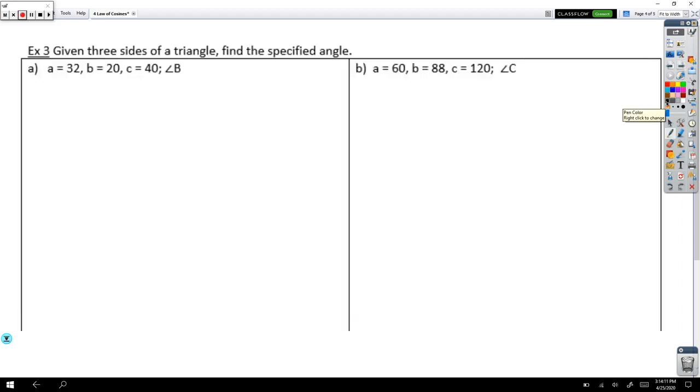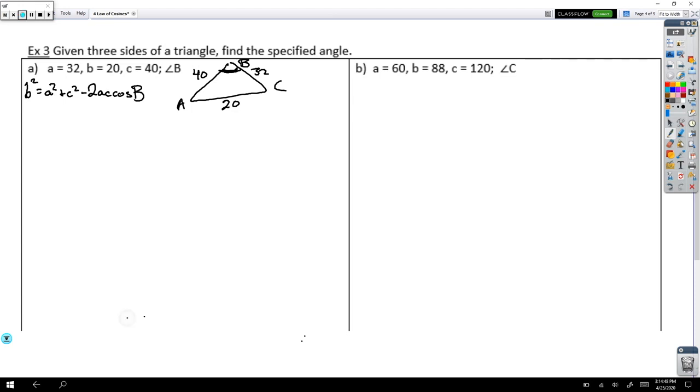Alright, now we're going to look at, given three sides, we're going to find the specified angle. So, setting up the triangle real quick, we have A, B, C. Side A is 32, B is 20, and C is 40. And it's asking us, let's find angle B. So I want to use the formula that has cosine of B attached to it. So that's the one that starts with b squared equals a squared plus c squared minus 2ac cosine of B.